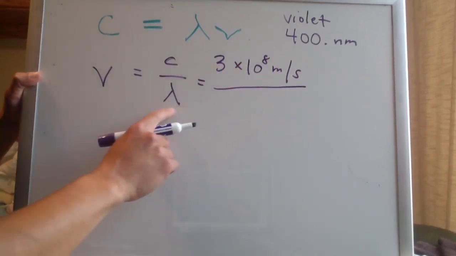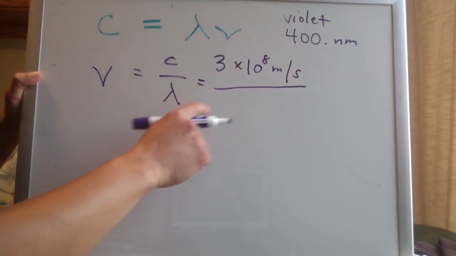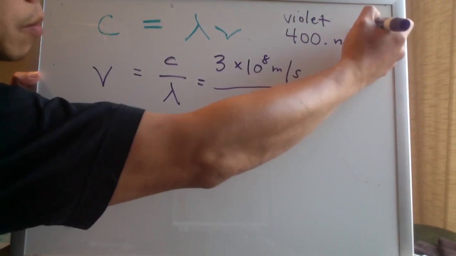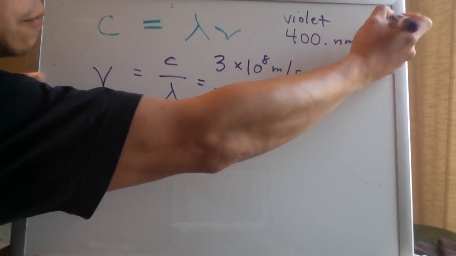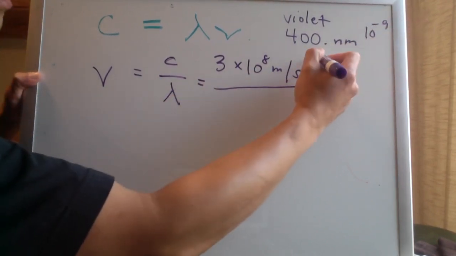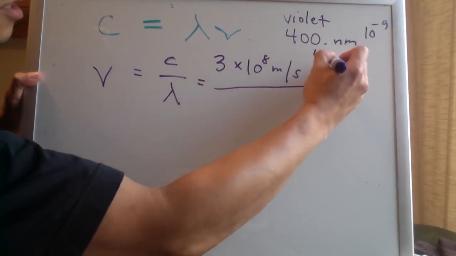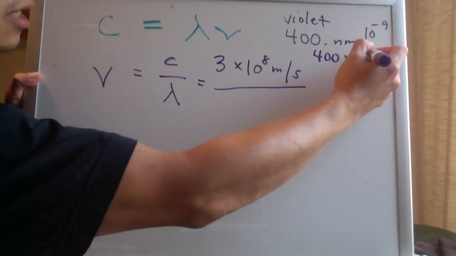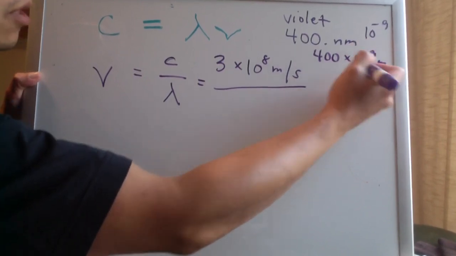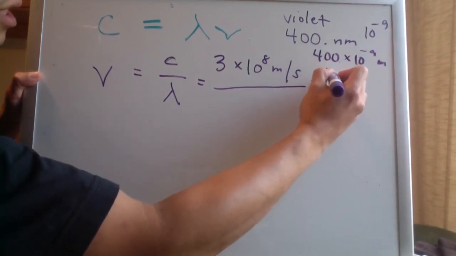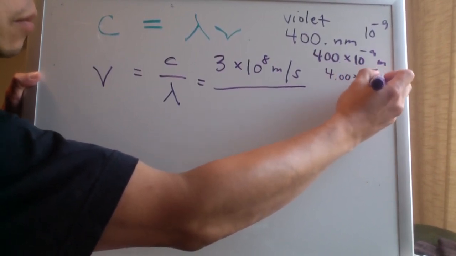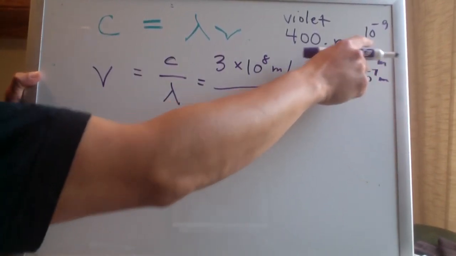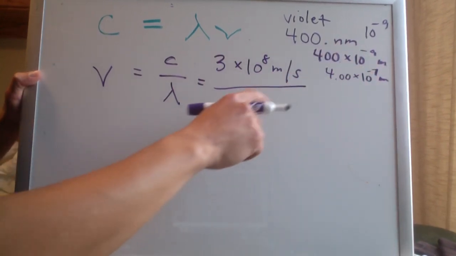And then we need the wavelength in meters. Since we have nanometers, remember nano means 10 to the negative 9th. So this would be equal to 400 times 10 to the negative 9th meters if we're converting. And then we get 4.00 times 10 to the negative 7th meters, because we just converted the nanometers to meters. So make sure you have it in meters.